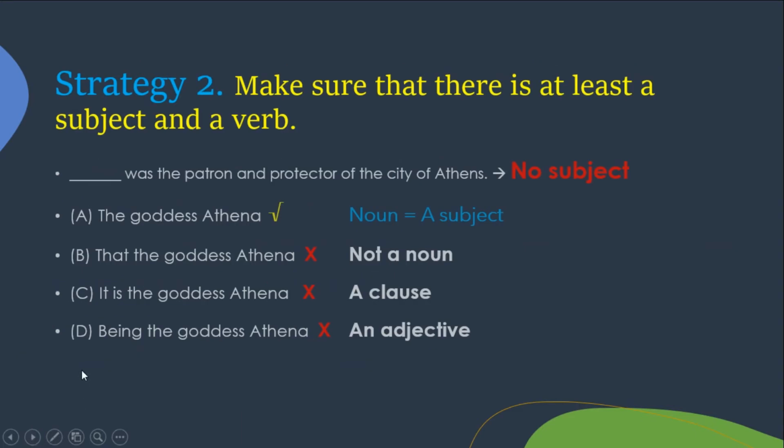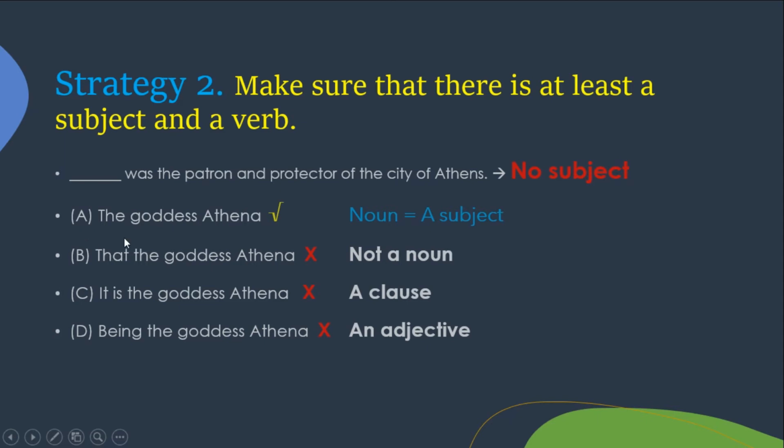Okay, and then next, the strategy number two: make sure that there is at least one subject and a verb. In this example here, we already have a verb. It means there is no word that comes after the verb, so there is no subject. And from the options here, we can find that option A is the only noun.